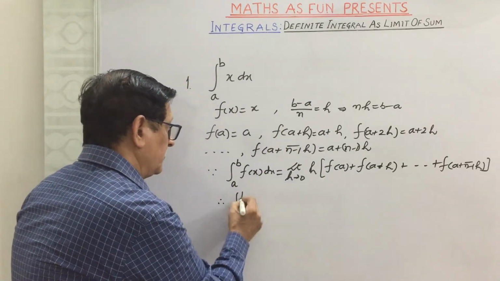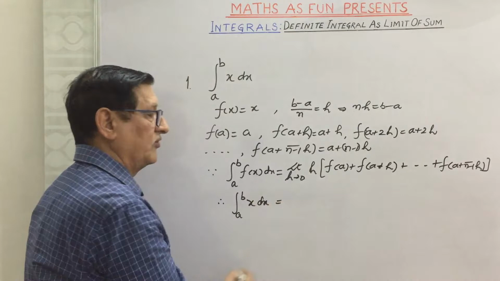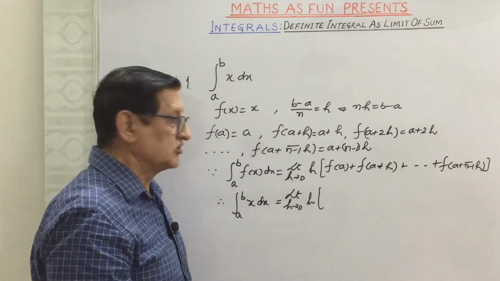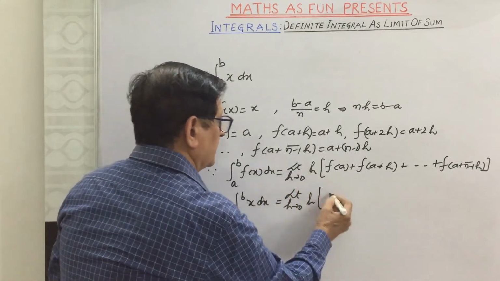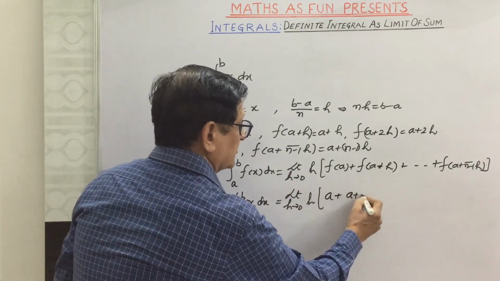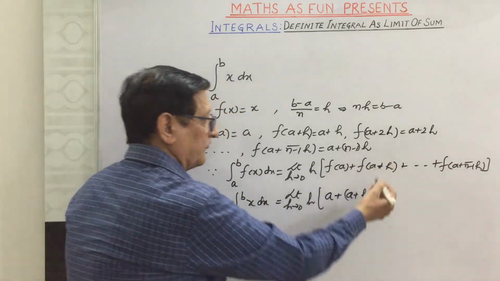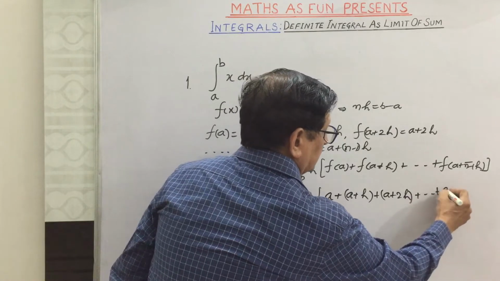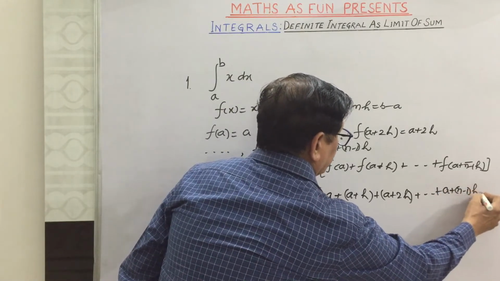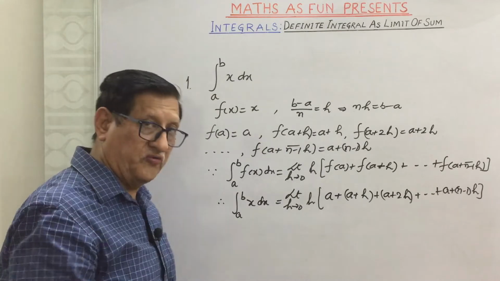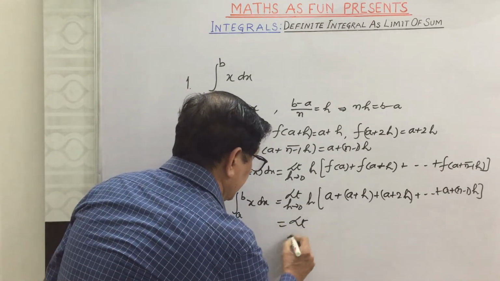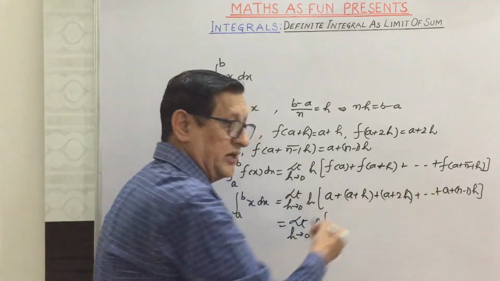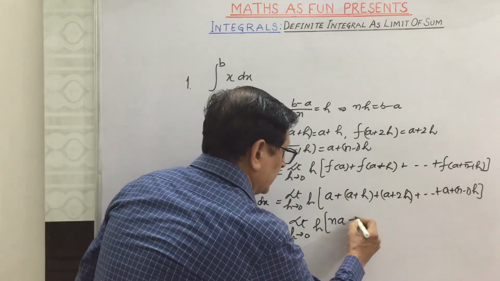Therefore, the integral of x dx from a to b will be the limit as h tends to 0 of h into, substituting the values, f(a) is a, f(a+h) is a plus h, f(a+2h) will be a plus 2h, and so on, up to a plus (n minus 1) into h, which is equal to the limit as h tends to 0 of h into a plus, n times we are adding, that will be equal to n into a.